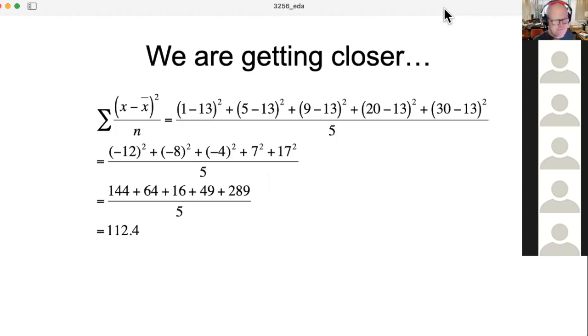So this is better. We got here, so 1 minus 13 squared, 5 minus 13 squared, 9 minus 13 squared. So that's going to be 144, 64, 16, 49, and 289. Yes, 289. There's a thing when I was young, we had to learn all the squares of numbers up to 25. So you could do things like this quickly in your head.